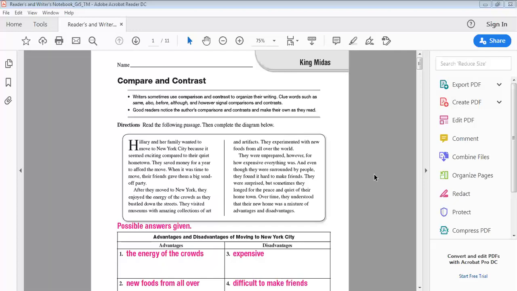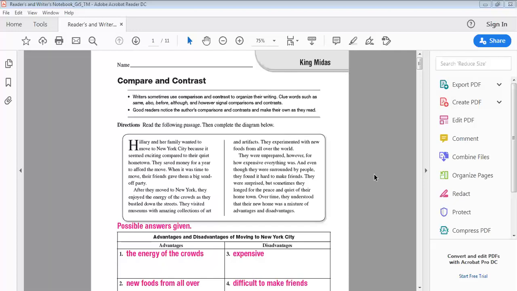Writers sometimes use comparison and contrast to organize their writing. Clue words such as same, also, before, although, and however signal comparisons and contrast. Good readers notice the author's comparisons and contrasts and make their own as they read.